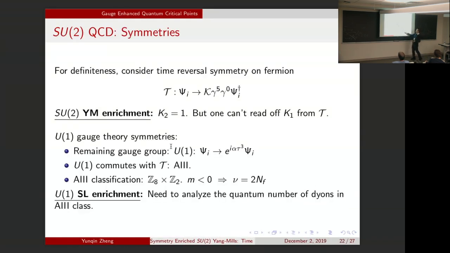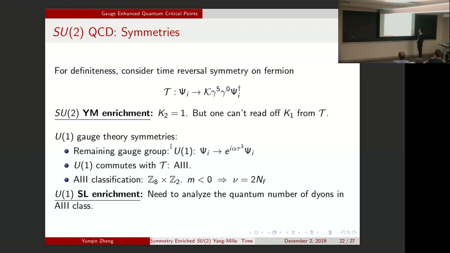Okay, so here is the time reversal assignment for the fundamental Dirac fermions. And here we need to emphasize that psi is mapped to psi dagger. So now we can immediately work out the symmetry enrichments of the SU(2) Yang-Mills. We immediately find that K2 equals 1. This is precisely because the SU(2) is coupled to the fermions, so it means that we'll summarize the fermion if we go to the large mass limit. But now we cannot directly read off what K1 is, namely whether the Wilson line is a Kramers doublet or singlet, precisely because here psi is mapped to psi dagger, so Kramers degeneracy is not a well-defined quantity.